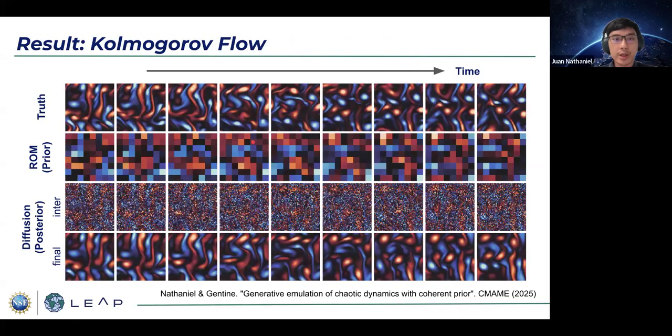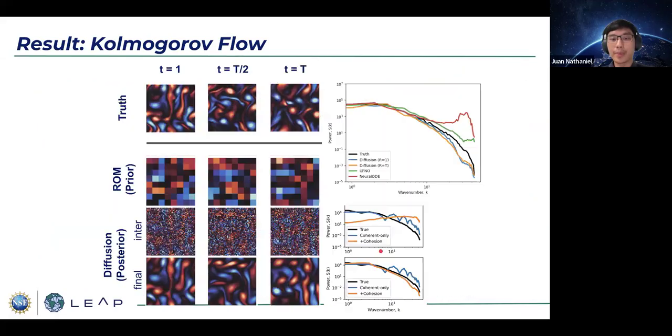And this is just a visualization over time where the top row is the truth. And then this is the reduced order model outputs. It doesn't have to be perfect as long as it gives good large scale patterns. And then with the diffusion, this is an intermediate diffusion step, and this is the final posterior estimate. We are able to get high fidelity outputs.